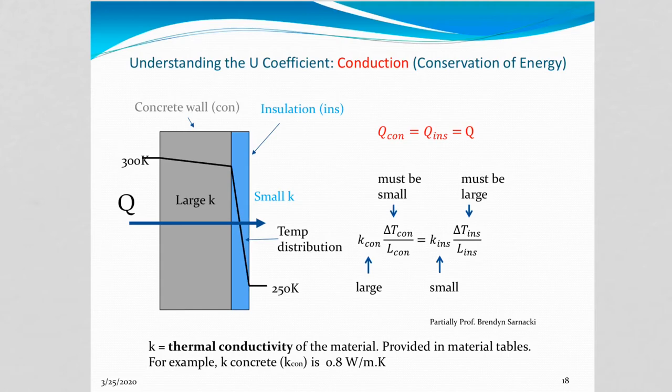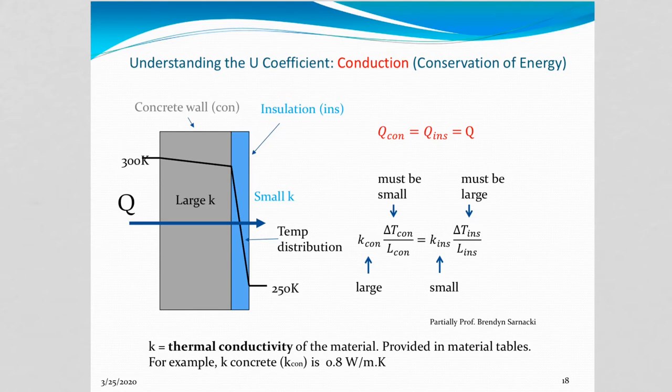Now we keep on discussing that U coefficient and what's impacting it. First, the conduction, more in-depth information about the conduction. A practical example could be a cold storage or a house. Anyway, if you look at that sketch here, you've got a concrete wall and you've got insulation.